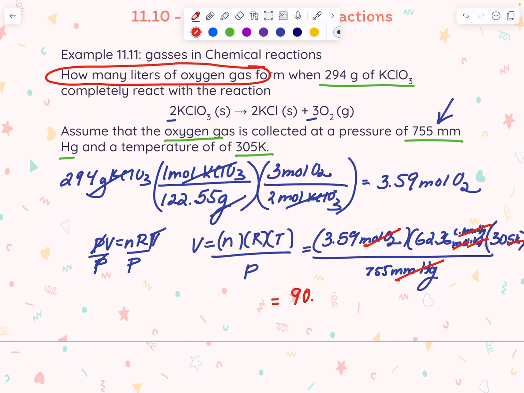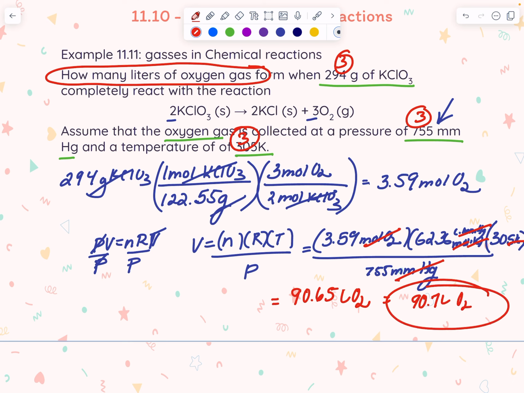I get 90.65. And then I look back at all the numbers that I used, and they all have 3 significant figures. So that must mean that I can round my answer to 3 significant figures. So 90.7 liters of oxygen gas would be how much I would make.